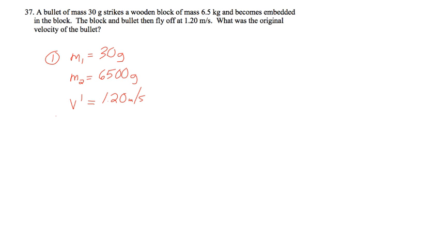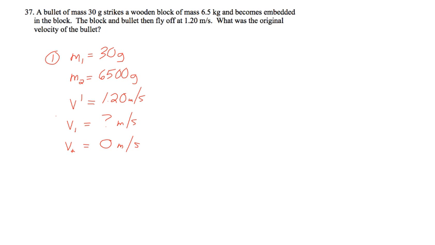And the question is, what was the original velocity of the bullet? So the velocity of the bullet was V1, so that's our unknown. And what was the velocity of the wooden block? Before the bullet hit the wooden block, what was the velocity of the wooden block? 0. So those are your facts.